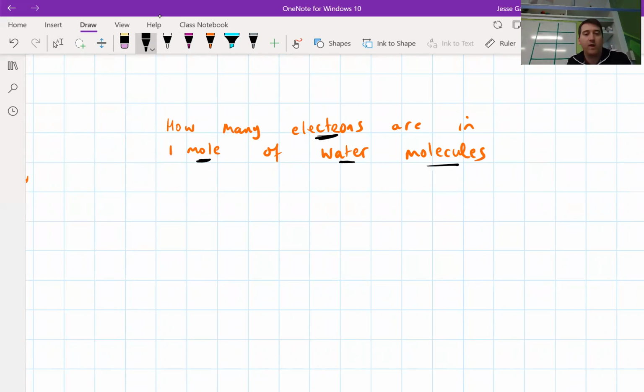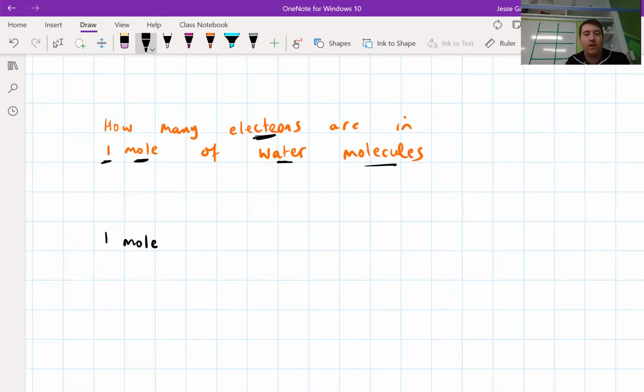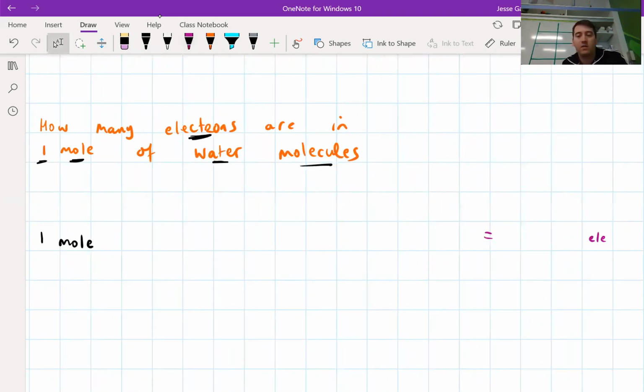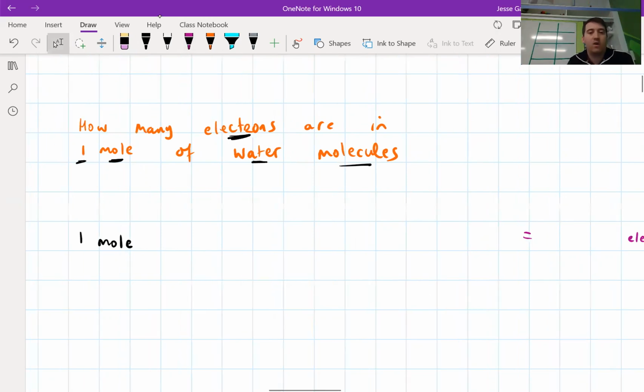Let's start by what we know. We know we've got 1 mole. We're starting with 1 mole. And we know at the end, if we were to fast forward all the way to the end over here, we want our answer in a certain amount of electrons. But there's a few steps before we get to that. First of all, I've got 1 mole of water molecules. How many molecules is that?